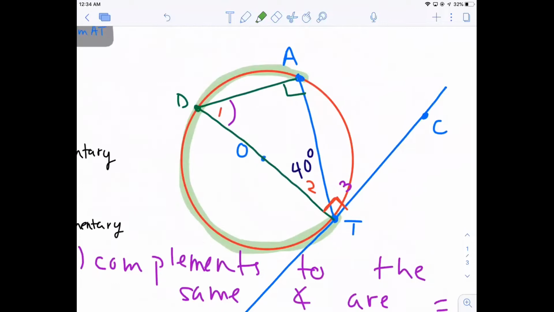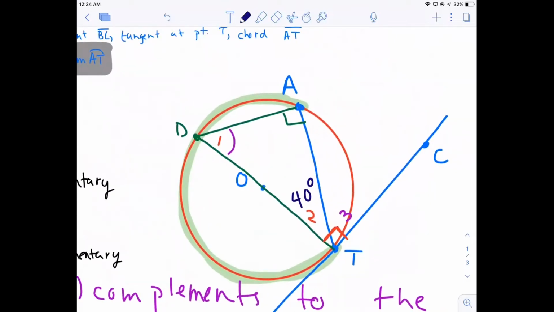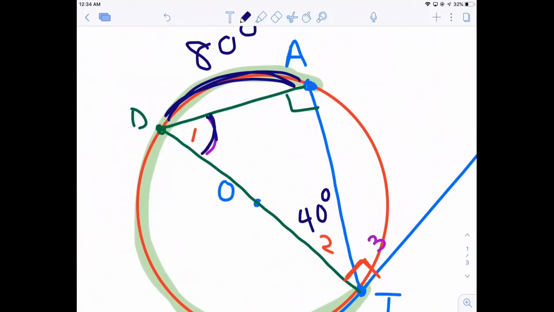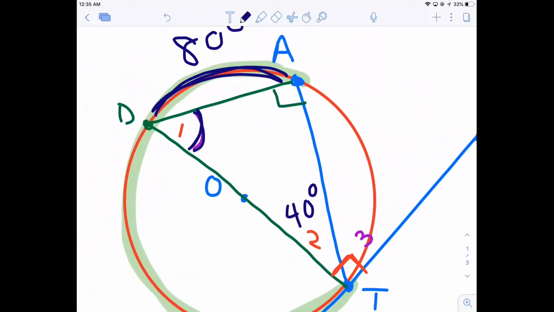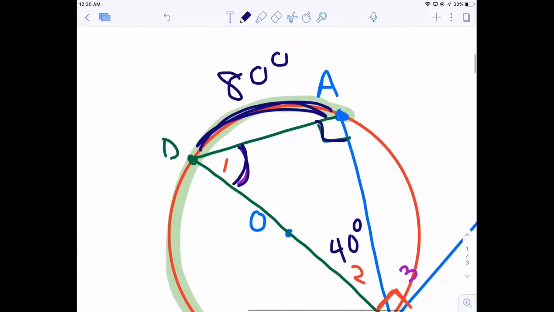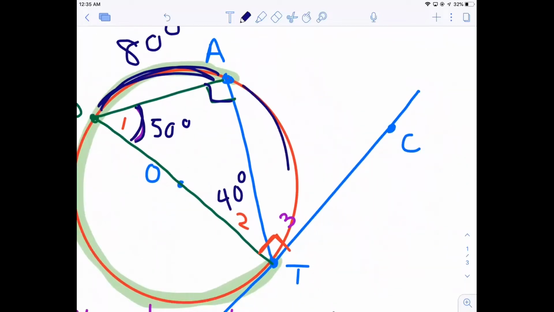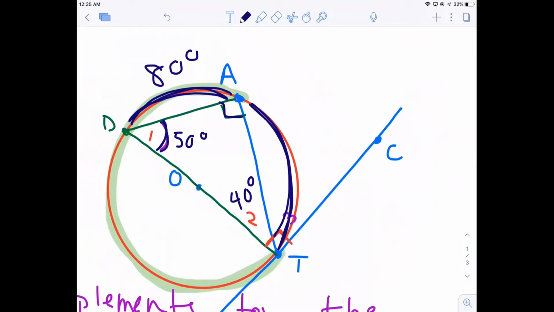All right, so if we know that's 40 degrees, well, we know that arc is 80 degrees, right? Because that is an inscribed angle. What else? Well, if that's 40 degrees, we also know that the sum of angles in a triangle is 180. So that's 90 plus 40. This here will be 50 degrees, which means this arc here, because it's also formed by this inscribed angle, right? It's going to be 100 degrees.